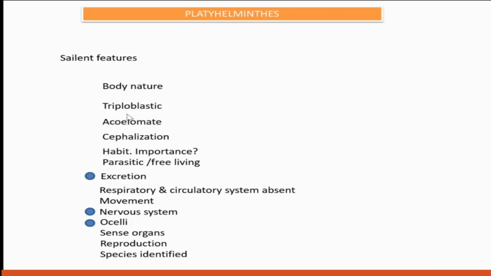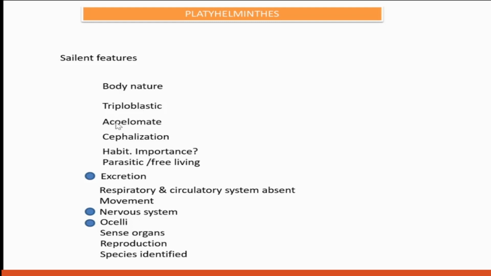They are triploblastic. Triploblastic means three distinct layers. Body wall consists of three layers: outer ectoderm, inner endoderm and a middle mesoderm. So, we can call it a triploblastic body wall.